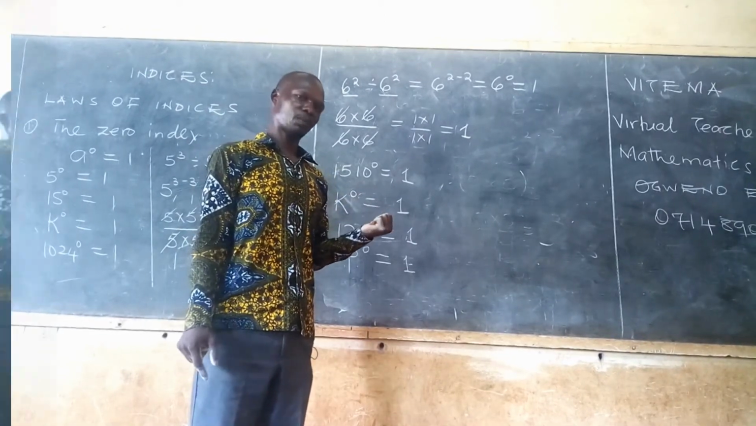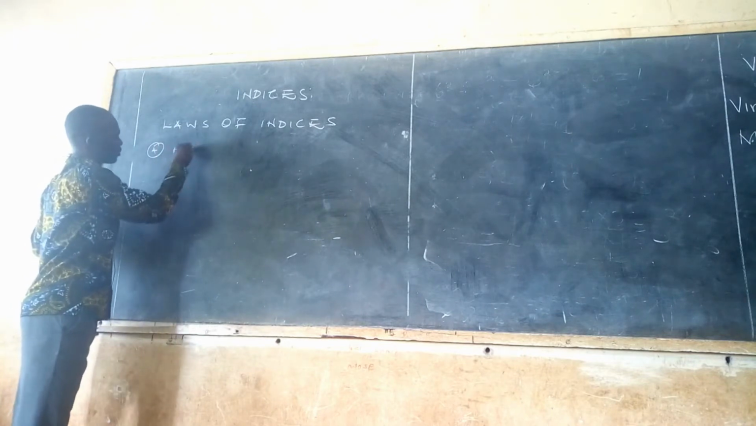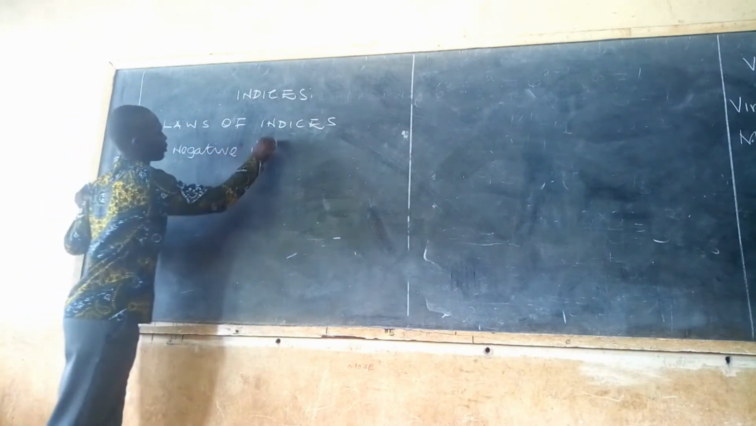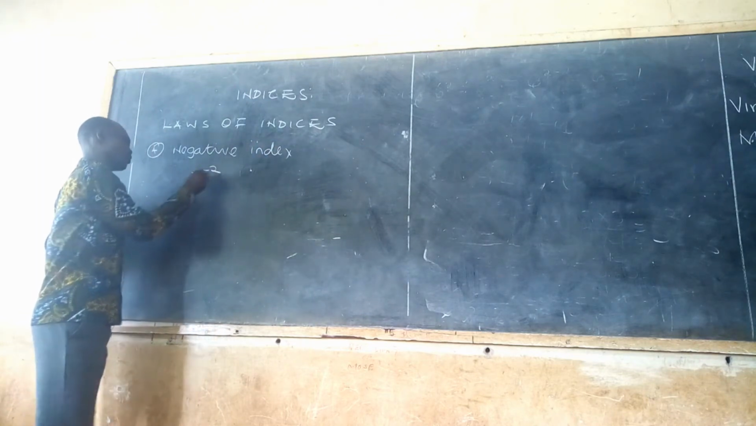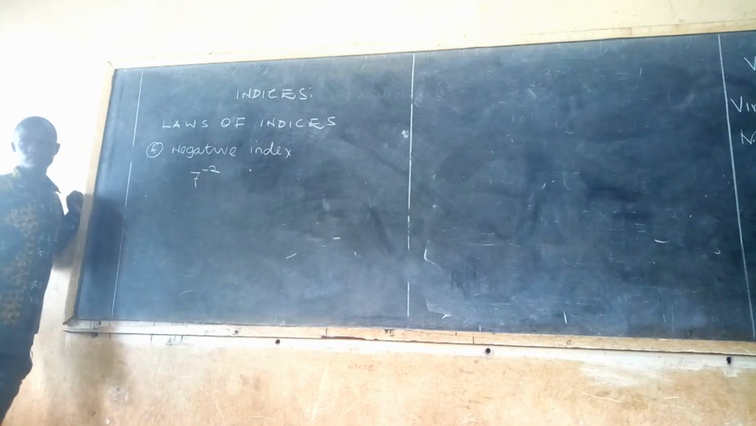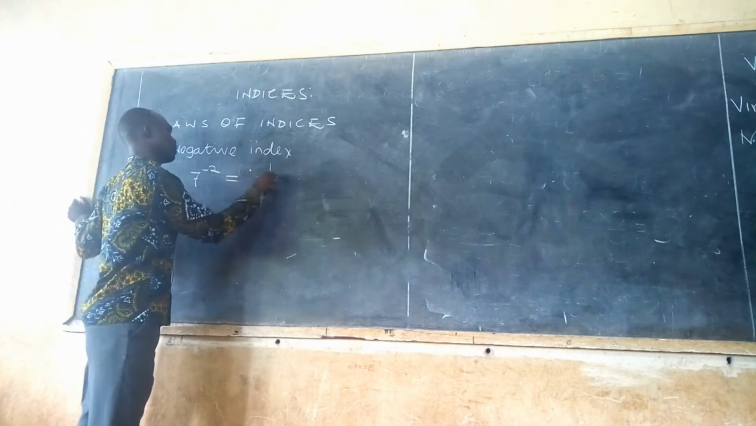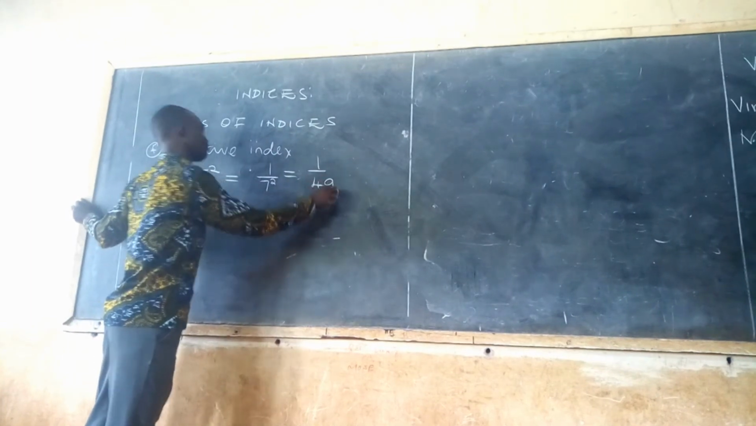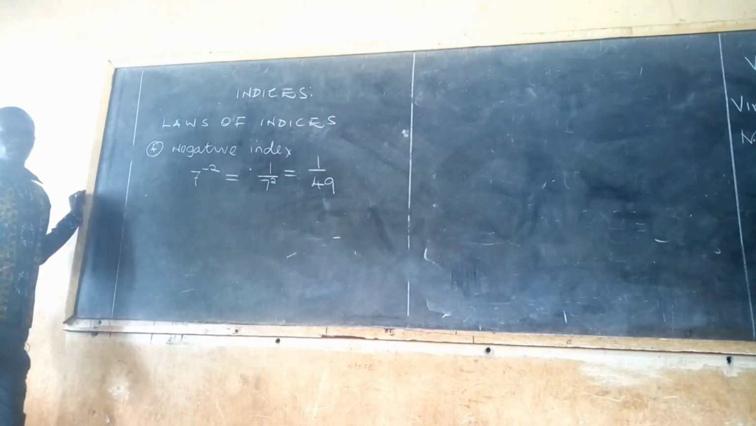The negative index. If I gave you 7 to the power negative 2, what exactly does it mean? It will mean 1 over 7 squared, which is 1 over 49. This also arises from law number 2. How does it come about?